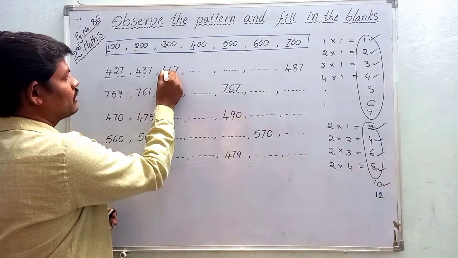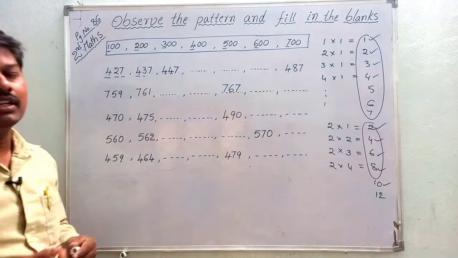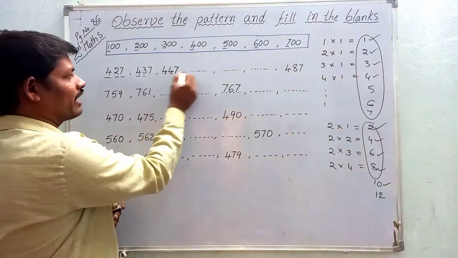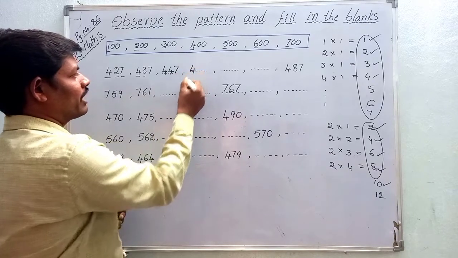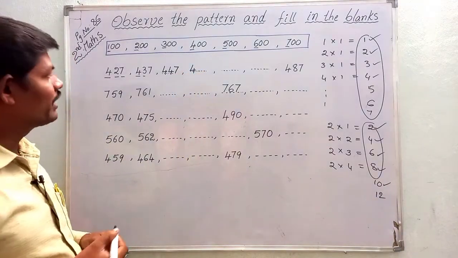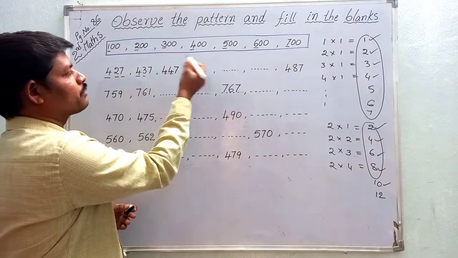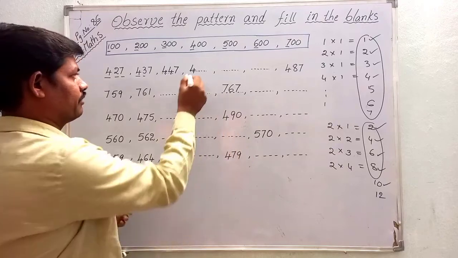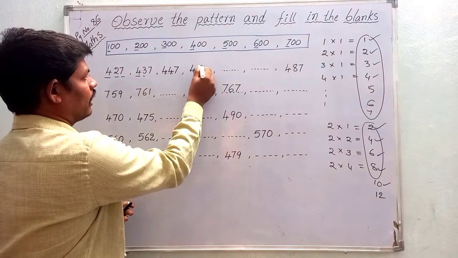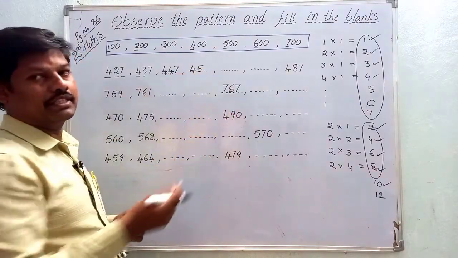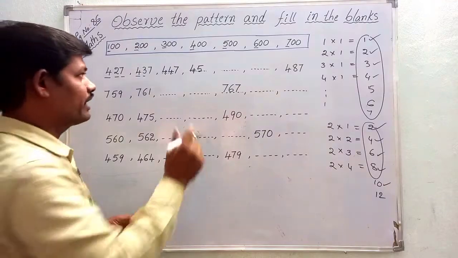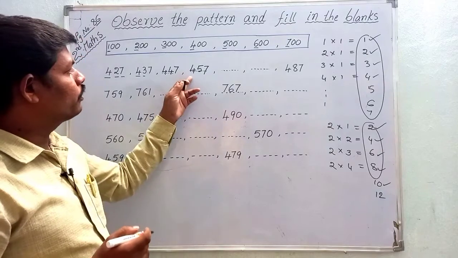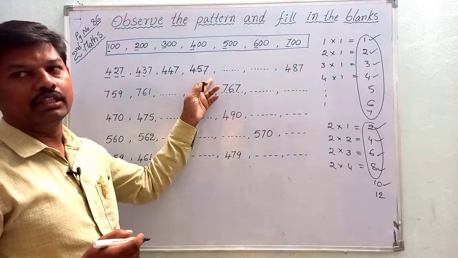4, 4, 7, 447. Like that. Next number, the hundreds place you can write same as it is. Tens place you increase 1, 4 after 5. Write 5. And ones place same. You have to write 7. 457.